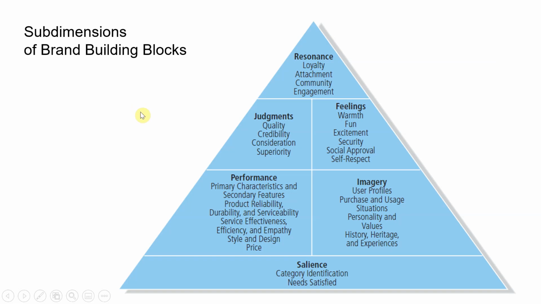In the third step of brand response, we have 2 building blocks. From their head, judgments, including quality, credibility, consideration, and superiority. And from their heart, we have feelings, including warmth, fun, excitement, security, social approval, and self-respect. The final building block, the top stone, is resonance of brand relationship, right? It has 4 subdimensions. These are important. Loyalty, attachment, community, and engagement. These are the 4 important concepts in 21st century marketing. Loyalty, attachment, community, and engagement.